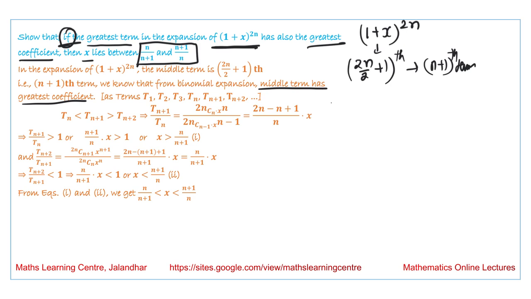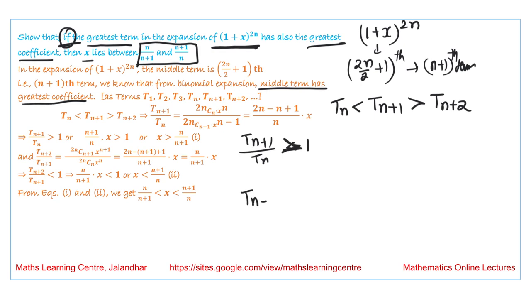So what we obtain is that Tn is less than Tn plus 1, which is greater than Tn plus 2. So we have two kinds of inequalities over here. One is Tn plus 1 over Tn, which is greater than 1. And second is Tn plus 2 over Tn plus 1, which is less than 1.